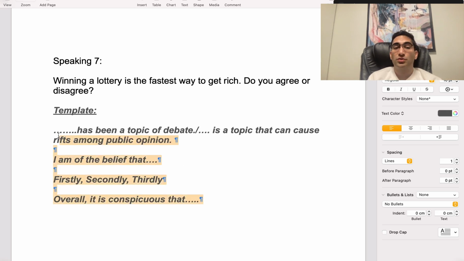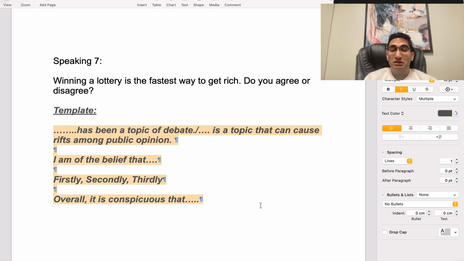And of course, great intro and conclusion. I love the wordings here. It gives you great marks, and that's why the template is there. So you don't have to think and just get great marks.